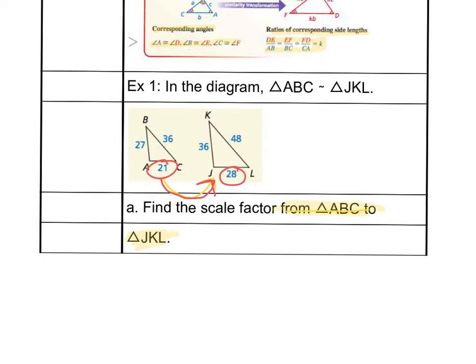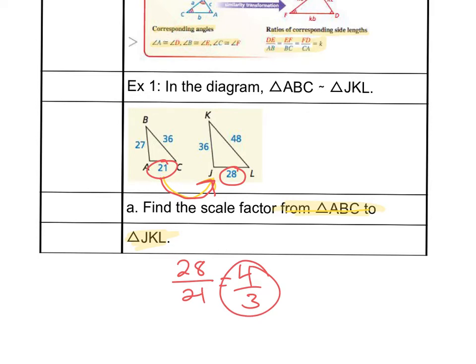So ABC, JKL. They are already set up so they kind of mirror each other. You have to be careful and make sure that the triangle is not turned any which way, so make sure you find the appropriate corresponding sides. In this case, we're going to put 28 over 21. When I divide those two, or reduce the fraction, I end up with 4/3. That is our scale factor.